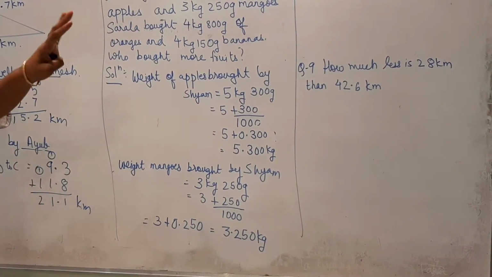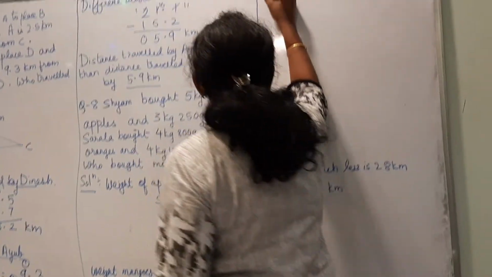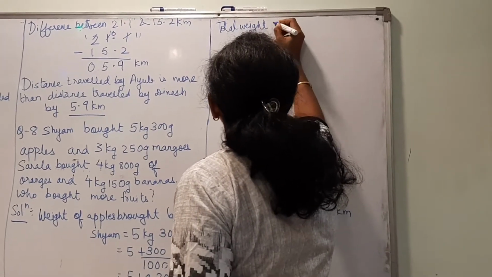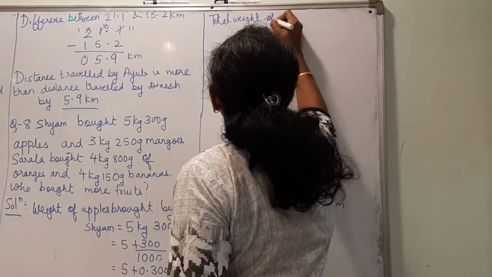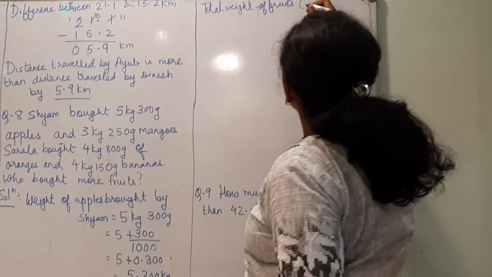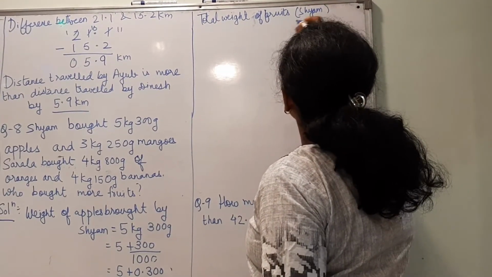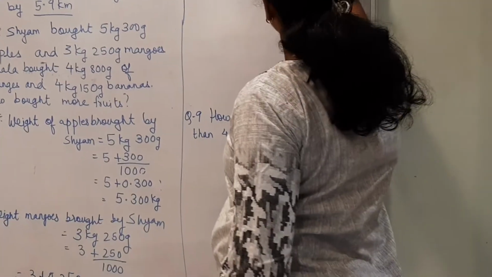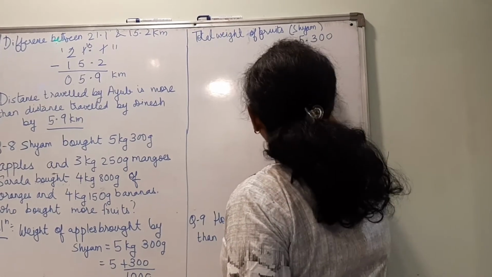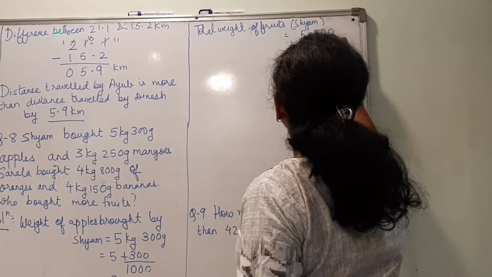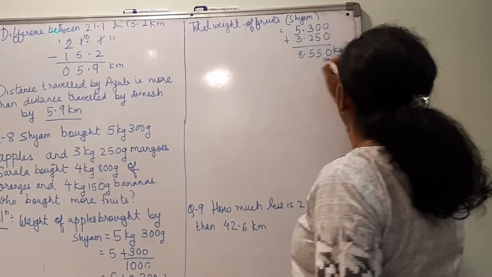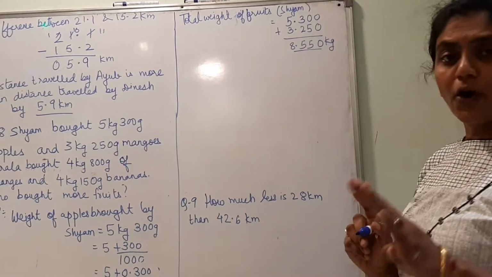Now I will find the total weight. So total weight is equal to total weight of fruits brought by Sham. This is for Sham. So I will add it. 5.300 plus 3.250. So this is 8.550. This is for Sham.